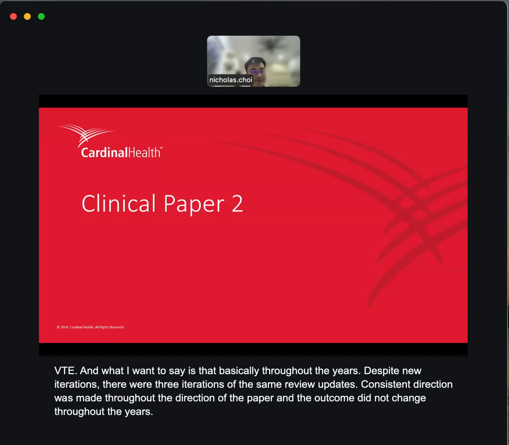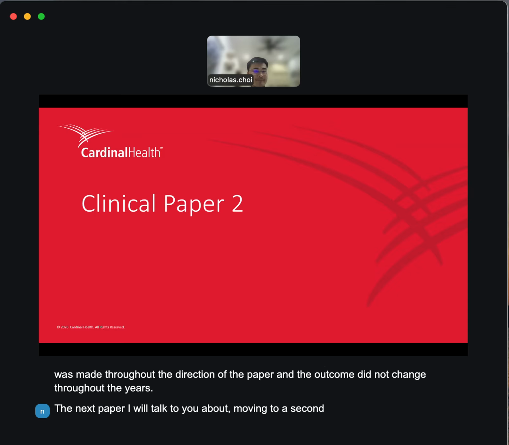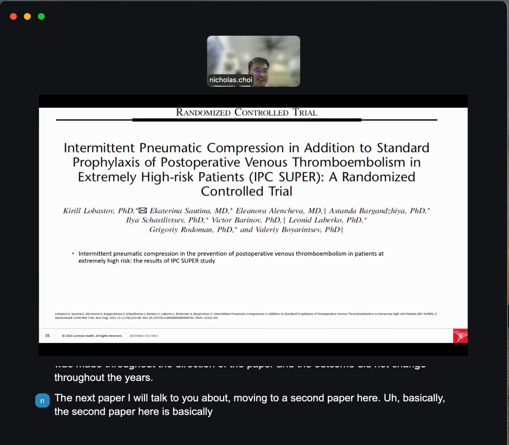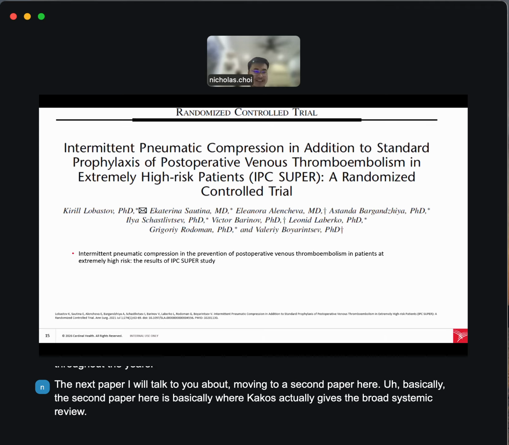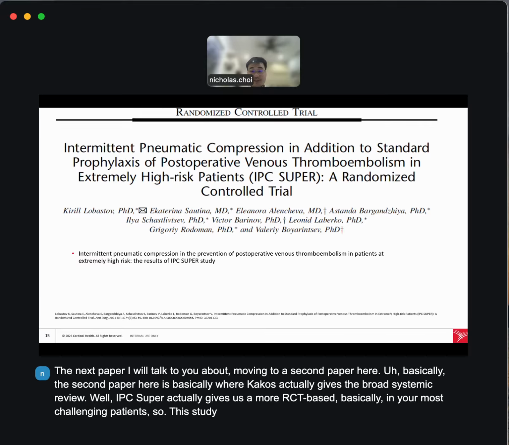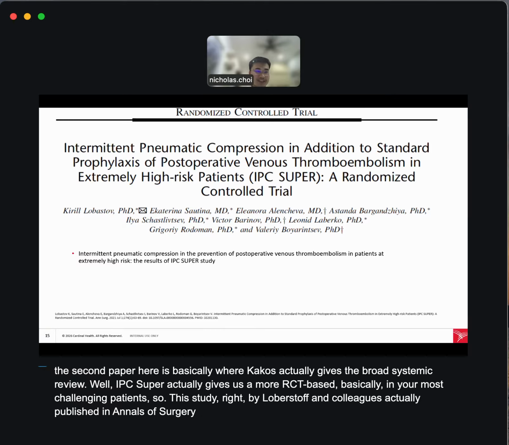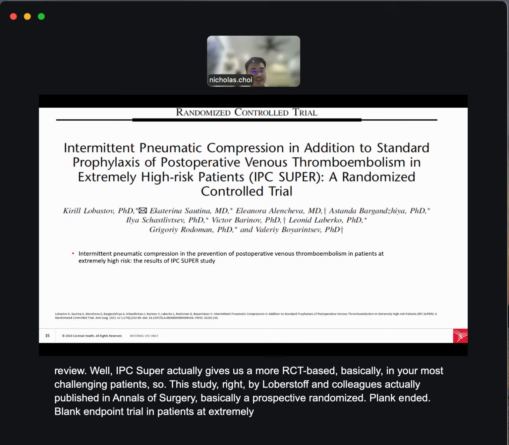The next paper I will talk to you about, moving to our second paper here. CARCOS gives the broad systematic review, whereas IPC Super gives us a more RCT-based view in your most challenging patients. This study by Loberstoff and colleagues, published in Annals of Surgery, is a prospective randomized blinded endpoint trial in patients at extremely high risk of VTE, defined as a Caprini score of 11 or above.